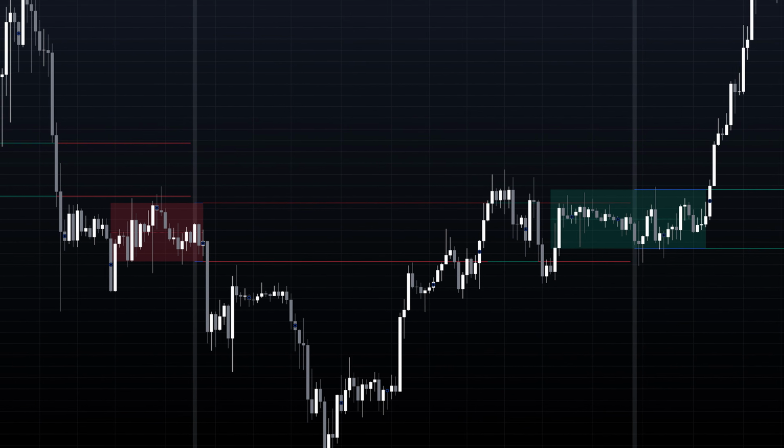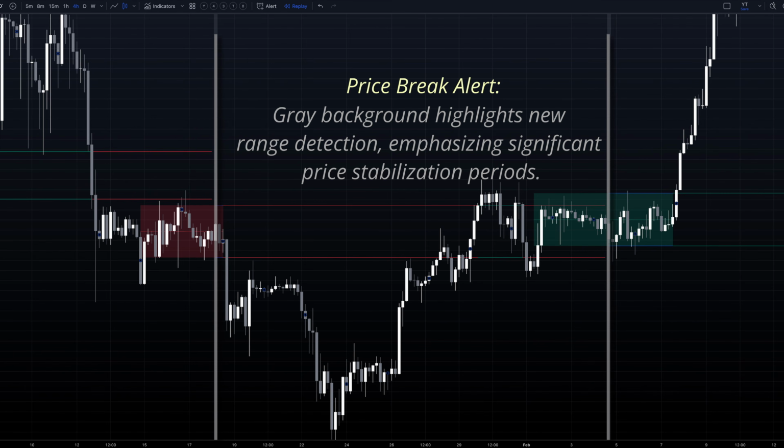The moment a new range is detected is also highlighted with a gray background, drawing immediate attention to significant price consolidation periods.